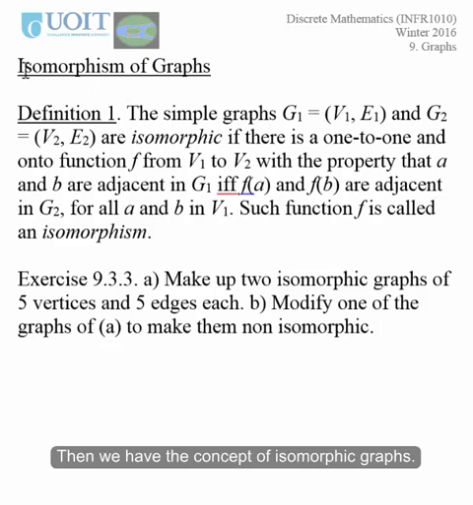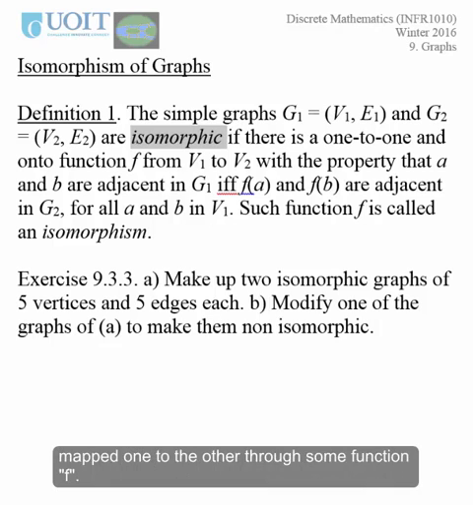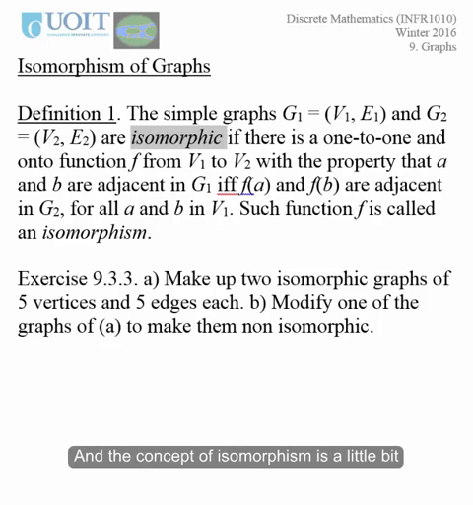Then we have the concept of isomorphic graphs. Isomorphic graphs are two graphs that can be mapped one to the other through some function f. And the concept of isomorphism is a little bit not easy to explain with words. It's easier to explain with drawings.